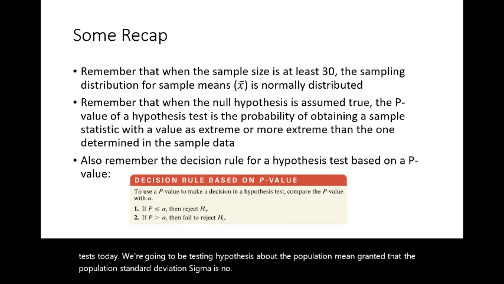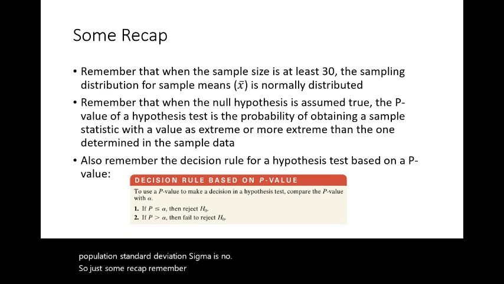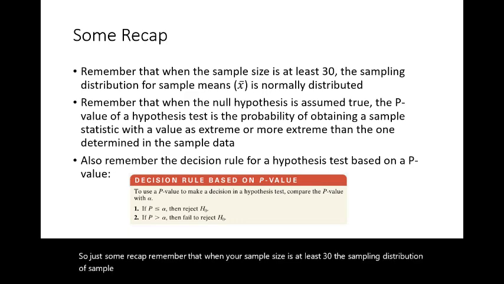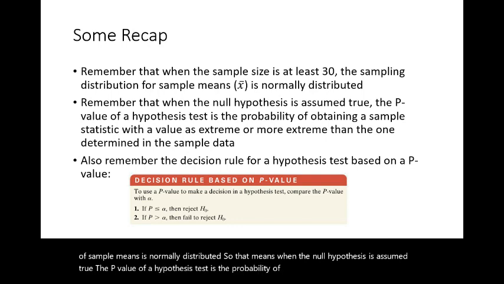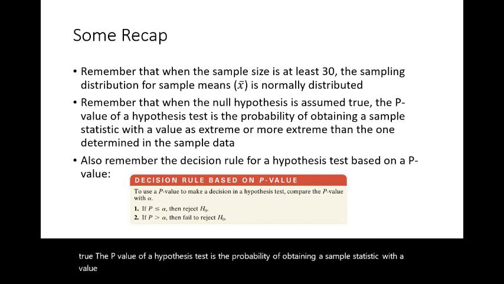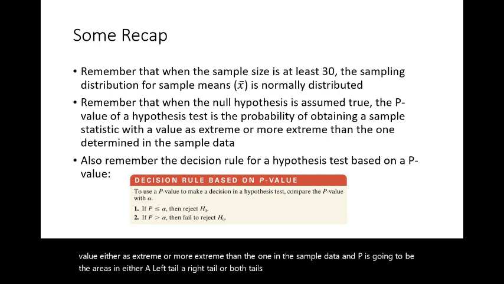So just some recap, remember that when your sample size is at least 30, the sampling distribution of sample means is normally distributed. So that means when the null hypothesis is assumed true, the p-value of a hypothesis test is the probability of obtaining a sample statistic with a value either as extreme or more extreme than the one in the sample data. And p is going to be the areas in either a left tail, a right tail, or both tails, depending on the type of test you have.